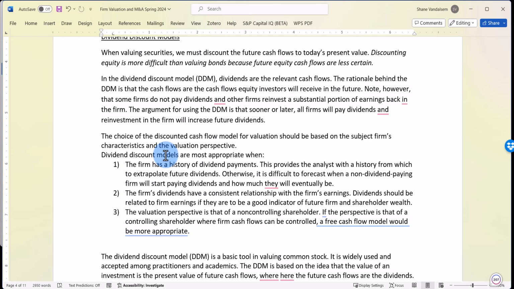If the perspective is that of a controlling shareholder where the firm cash flow can be controlled, a free cash flow model would be more appropriate. And we're going to dig into that later on. But the idea here is that if you have a shareholder who owns a large portion of the firm's stock, they could, if this model is being used, automatically increase the value of the company by just increasing the dividends per share. Increasing the dividends per share doesn't automatically increase the value of a company, especially if dividends are being paid out instead of being reinvested into good projects.